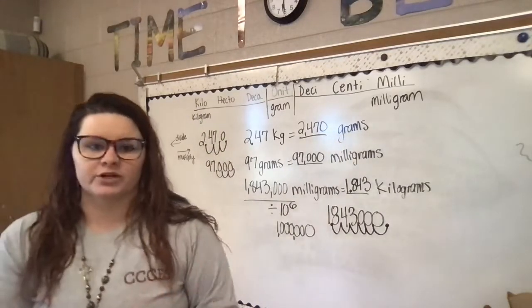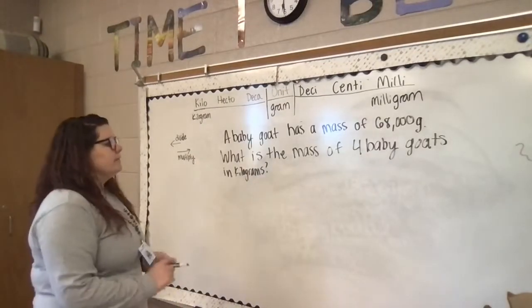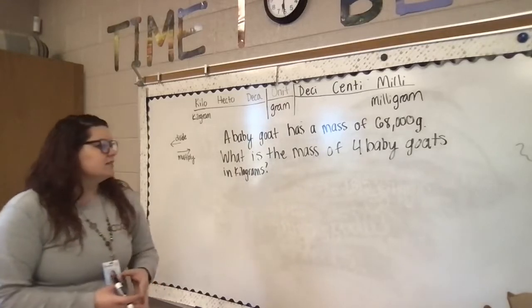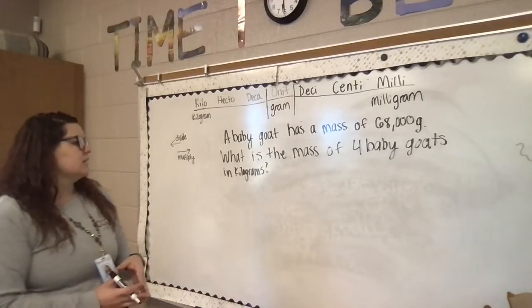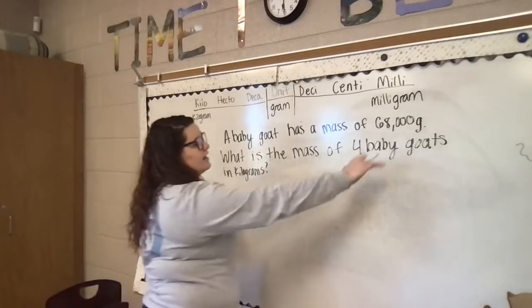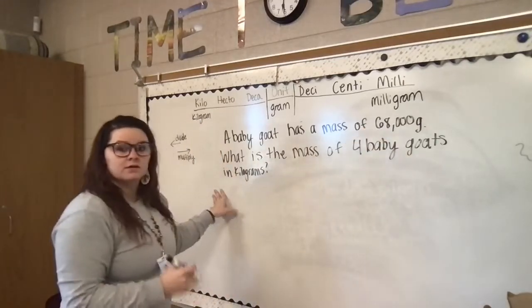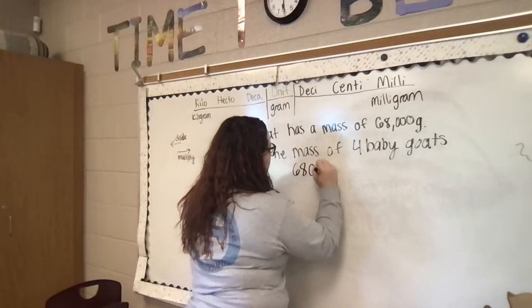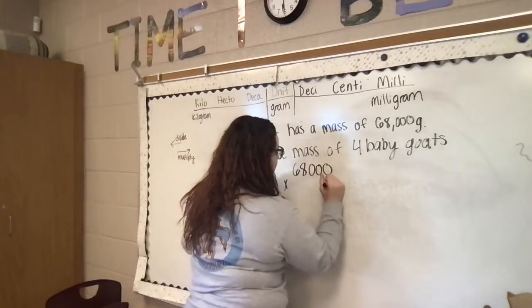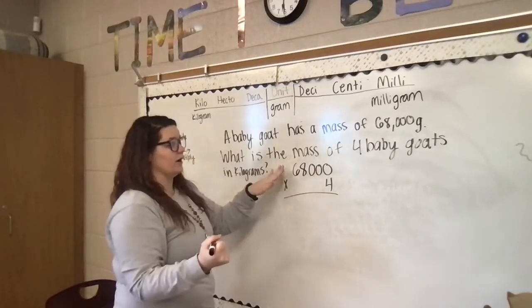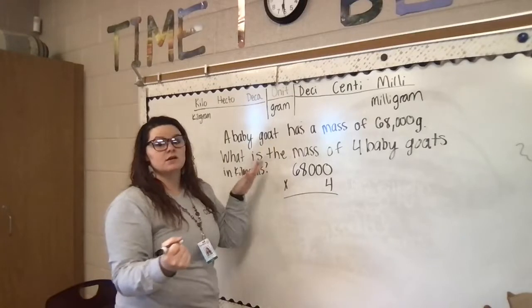Let's take a look at a word problem that requires us to do a little bit of math before we do our conversion. It says a baby goat has a mass of 68,000 grams. What is the mass of 4 baby goats in kilograms? We have 4 goats that each weigh 68,000, so I'm going to start by multiplying that 68,000 by 4, because there are 4 baby goats that have a mass of 68,000 grams.